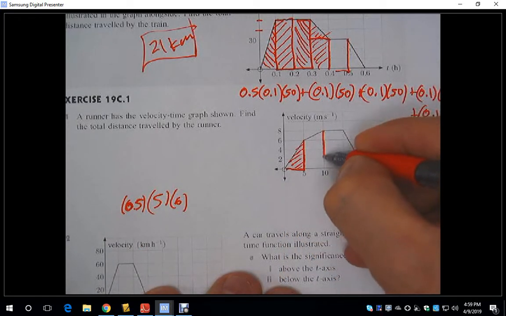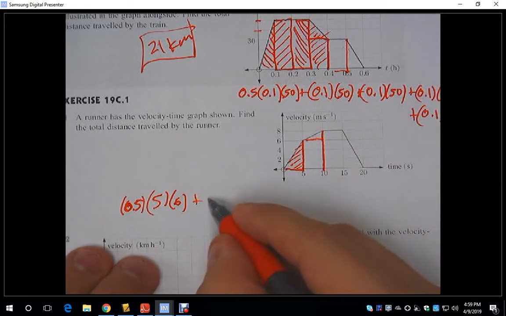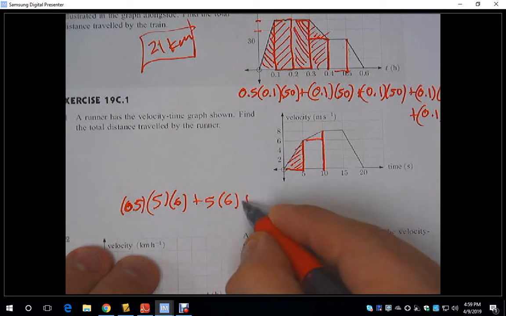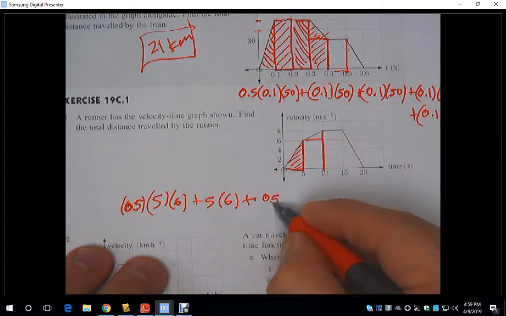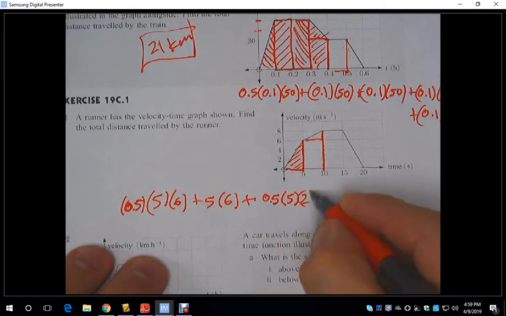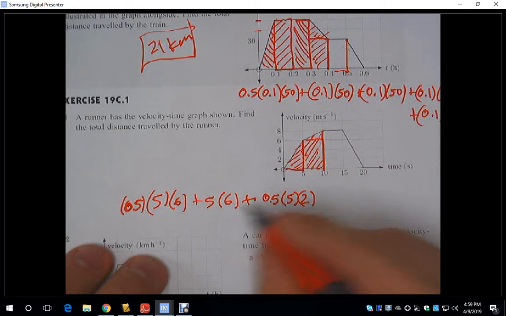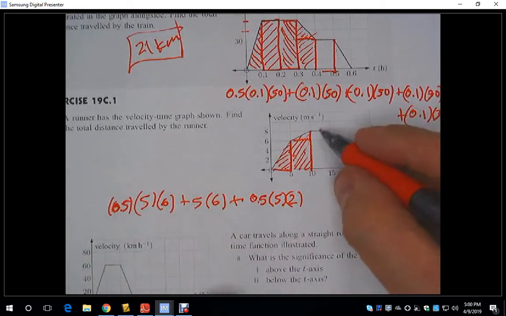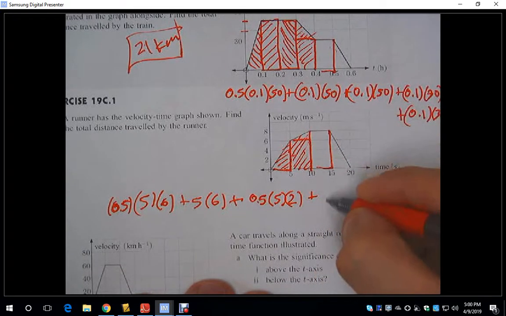Now this next piece here, it's divided up into two pieces. We have a rectangle and a triangle. So we have plus our base here of 5 times our height of 6, plus the triangle here, that's going to be 0.5 or 1/2 times the base times the height. The height is 2, it looks like. That gave us all this area here for both of these pieces. And then this is a rectangle again, we're going to do a base of 5 and a height of 8.